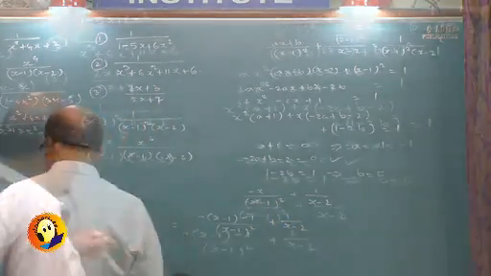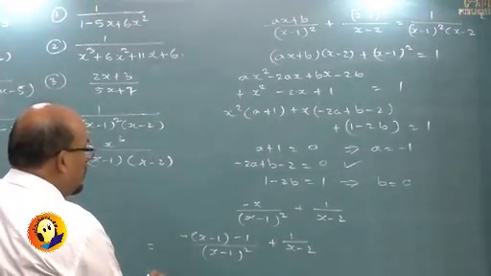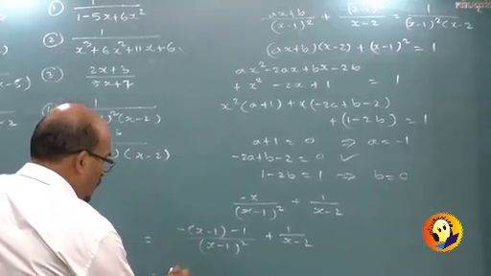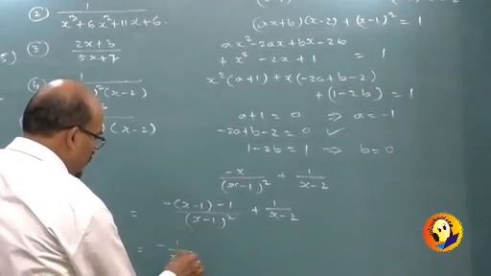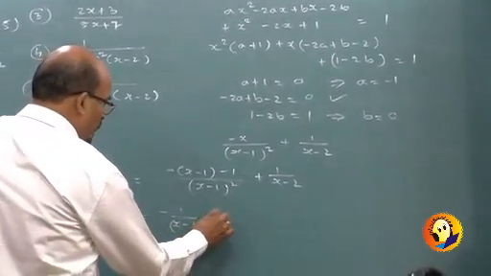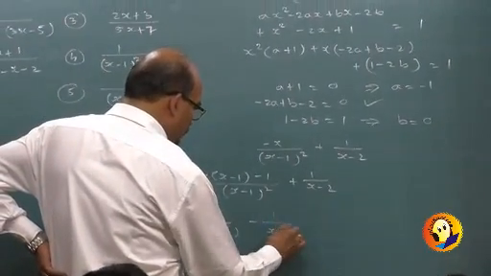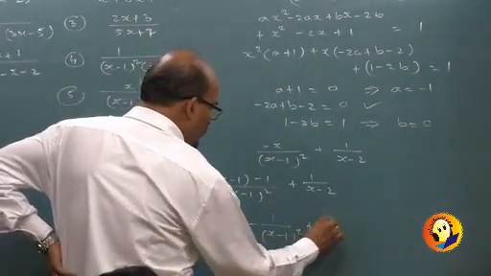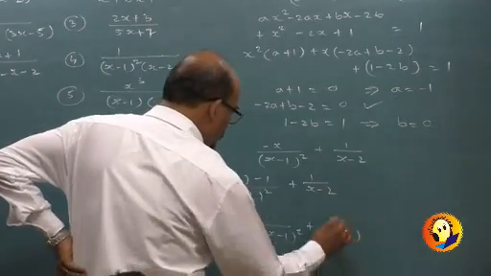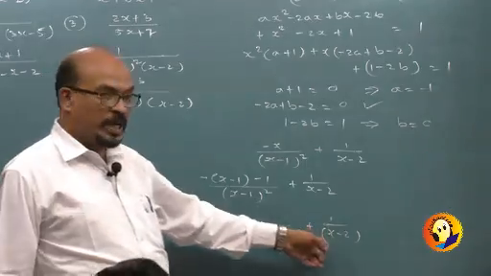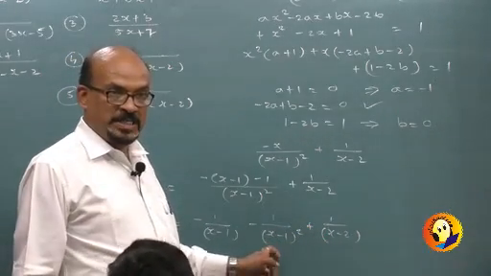So this ultimately comes out to be minus 1 upon x minus 1, and again minus 1 upon x minus 1 square plus 1 upon x minus 2. Now this you can do by formula. This also you can do by formula. What about this?